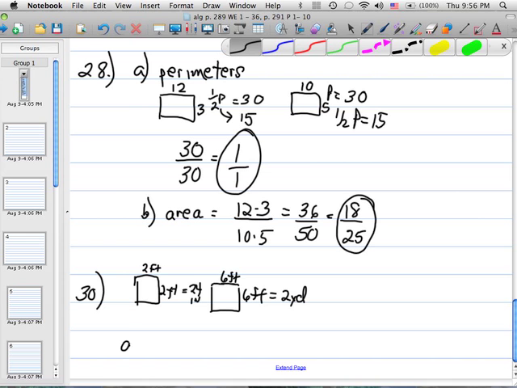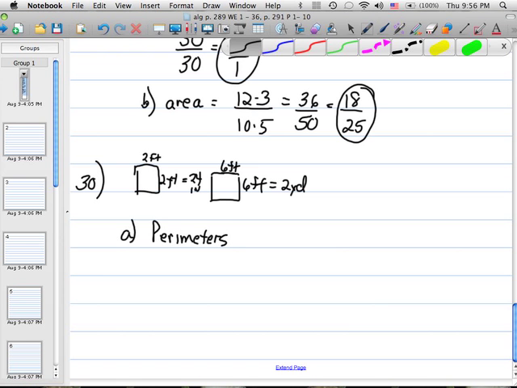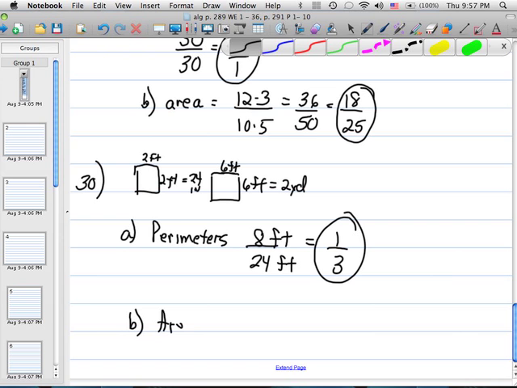So first the perimeters. Perimeter of the first square would be 4 2s, which would be 8 feet. And the perimeter of the second one would be 4 times 6, or 24 feet. So that simplifies to 1 to 3. And that's the ratio of the perimeters. And the areas, part B, the area of the first one would be 2 feet times 2 feet, which would be 4 feet squared. And the area of the second would be 6 times 6, which is 36. And that simplifies to 1/9.